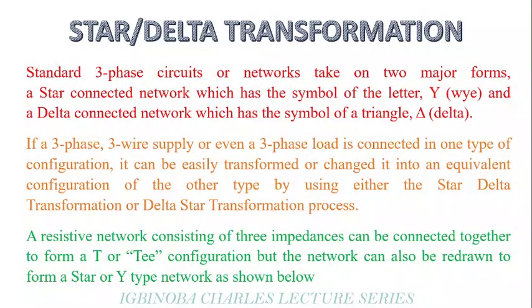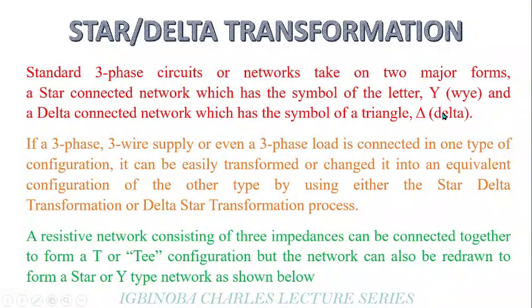Star delta transformation. Standard three-phase circuits or networks take on two major forms: a star connected network, which has the symbol star, and a delta connection network, which has the symbol like a triangle, delta.